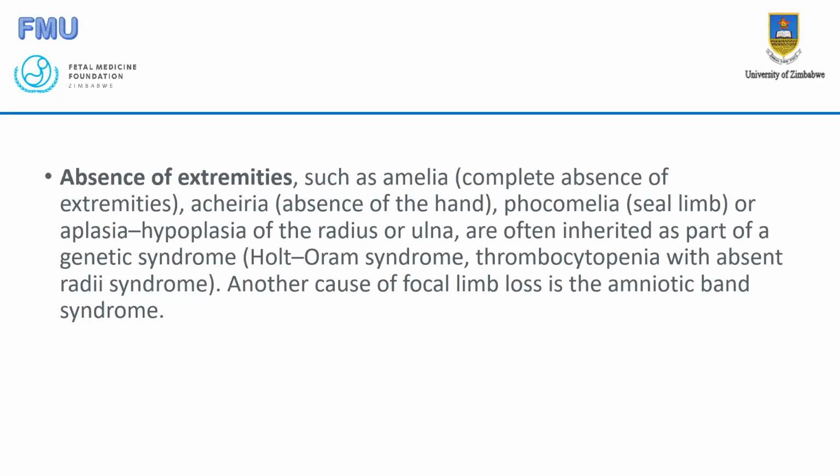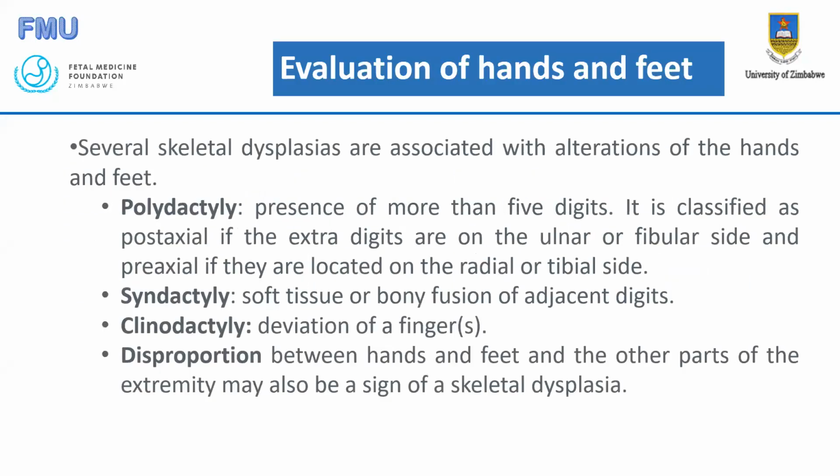Phocomelia, these are seal limbs. That means there's fusion, probably like a mermaid, right? Yeah, seal limb. We showed you phocomelia when we were doing the CNS, but we'll probably show you again as you do the detail of each of these conditions. Or there's aplasia or hypoplasia of the radius or ulna. These are often inherited as part of a genetic syndrome, Holt-Oram syndrome. Or this could also occur in a condition with thrombocytopenia with absent radii syndrome, which is another cause of focal limb loss. Then we can also have limb loss in conditions such as amniotic band syndrome.